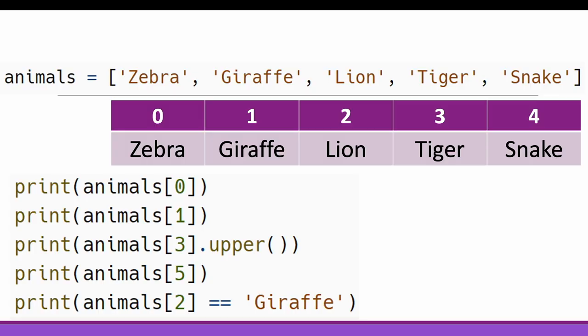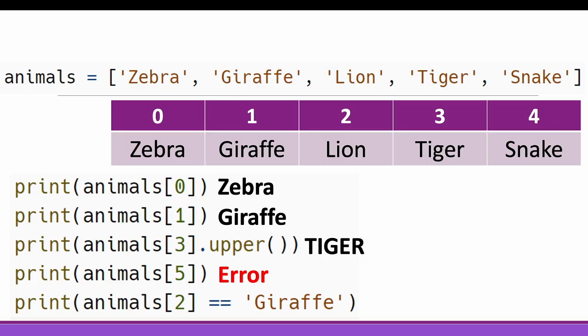Now, just a few examples. So if we were to print animals 0, that would just print zebra because zebra is at index 0 in our list. Animals 1 would print giraffe. Animals 3 dot upper would find animals 3, which is tiger, and then it would turn it to uppercase with that string manipulation. Animals 5 does not exist, right? Snake is the 5th item in our list, but it has index 4, so that would just return an error. And then notice a double equals on this one, so animals 2 double equals giraffe. We're asking a question, is animals 2 equal to giraffe? It is not, it is equal to lion, so that will return false. Okay, so that's kind of how the indices work with lists.